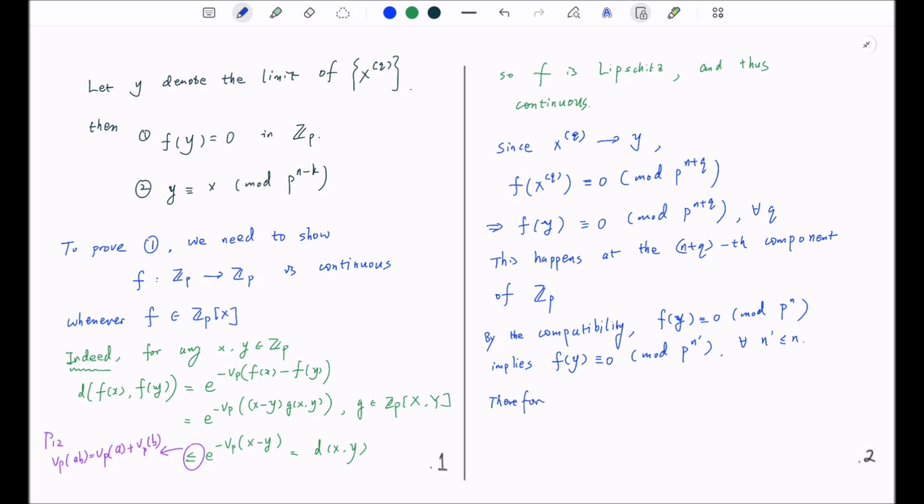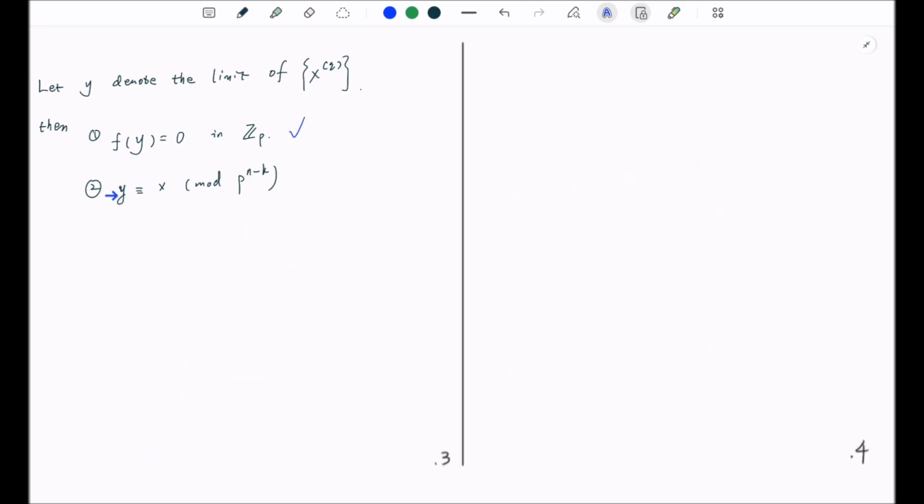Therefore, f of y is congruent to 0 modulo any power of p, and this means f of y is 0 in Zp, which verifies the first statement here. Now let's check number 2.